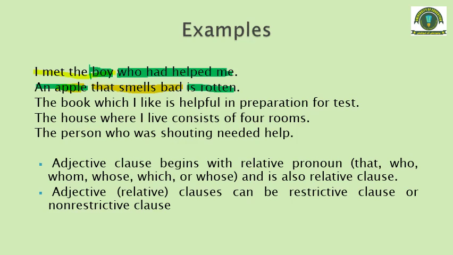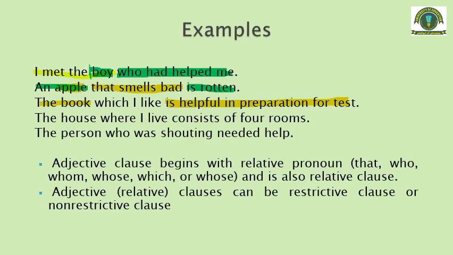Can you find out the adjective clause in the next sentence? I will just highlight for you. You've got to find it. Did you find that? Yes, you got it. The book which I like is helpful in the preparation for the test. The book is a noun. "Which I like" is adding detail to a noun. I'm talking about a book that I like. It's not another book. It's not the book which I don't like. It is the book that I like. So "which I like" is an adjective clause and it is adding to the noun book.